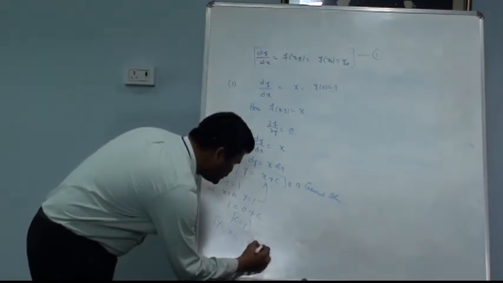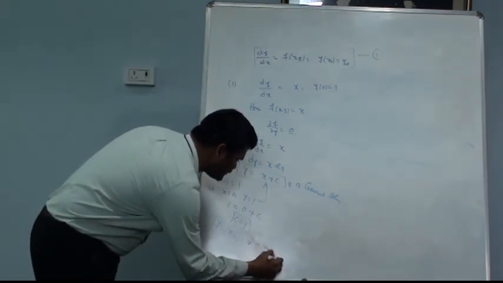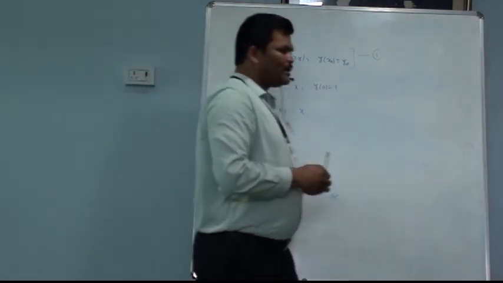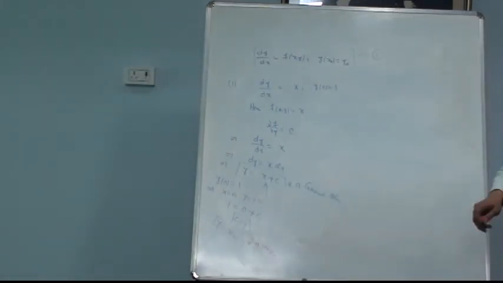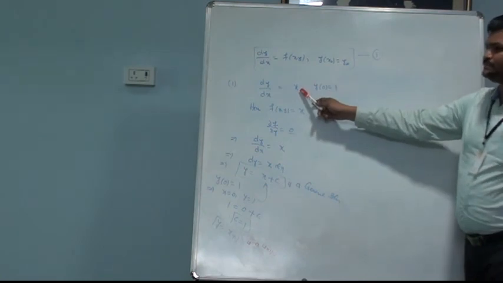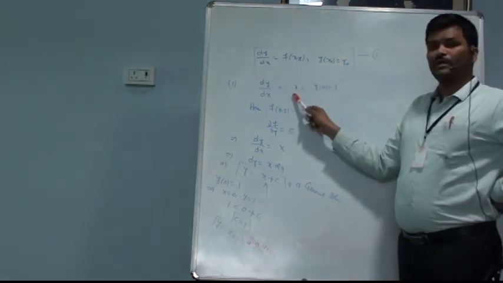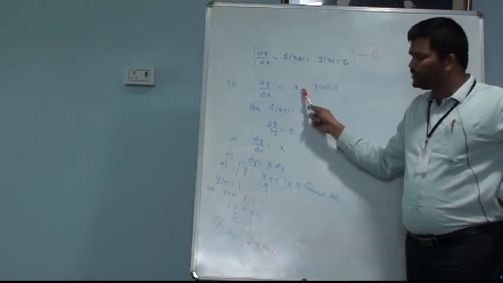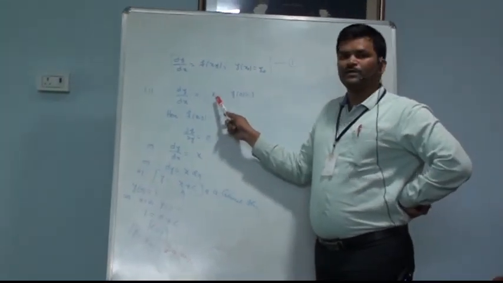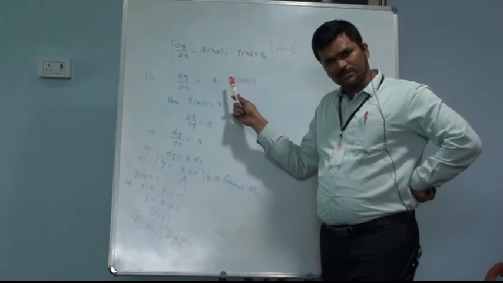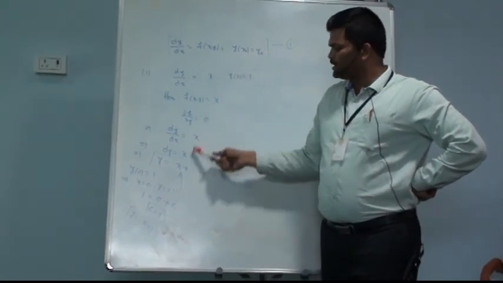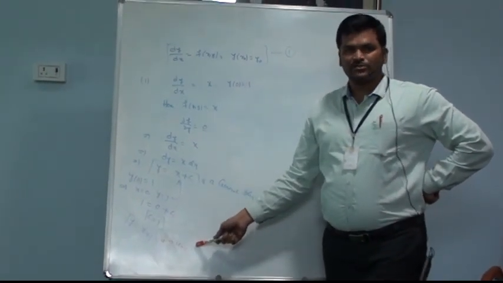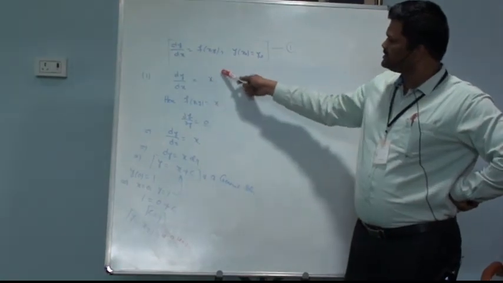So please understand, here dy by dx is equal to x. It is defined everywhere, so it is continuous and bounded. The derivative also exists, and that is continuous and bounded. Therefore it has a unique solution.